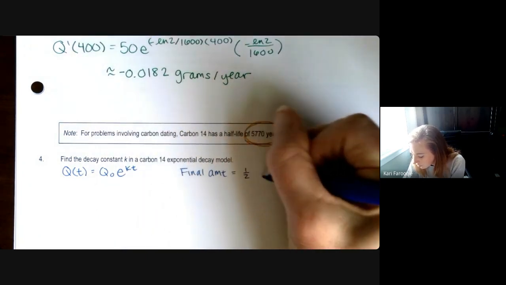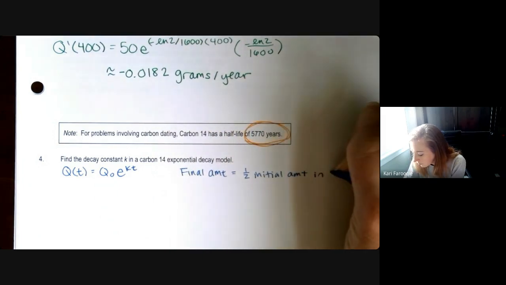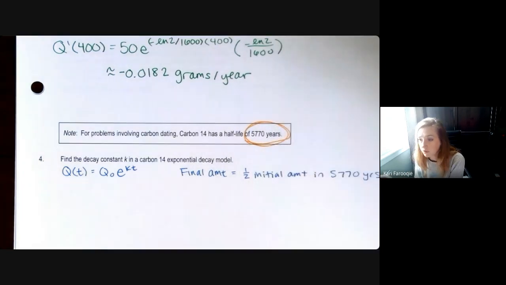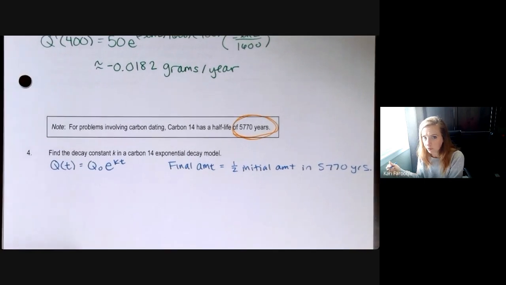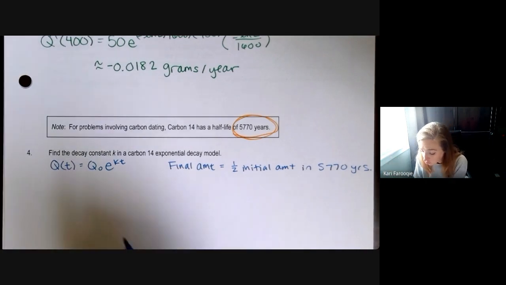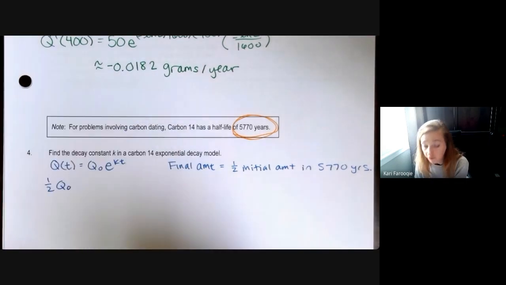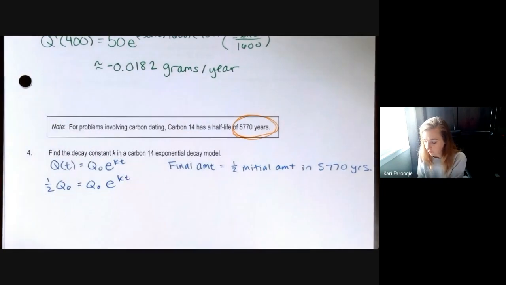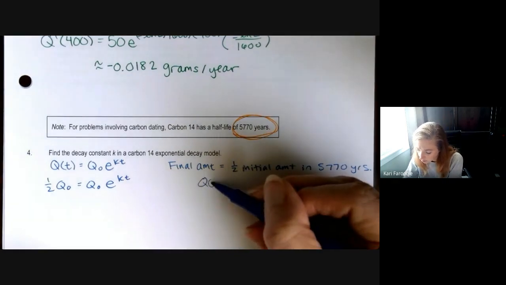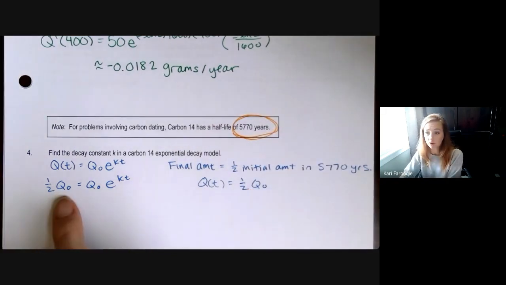Final amount is 1/2 the initial amount in 5770 years. So we can use that in order to solve for K and get our constant. Okay. So I know that the final amount is 1/2 the initial amount, so I can rewrite my Q of T to be 1/2 of the initial amount. The initial amount is Q sub naught e to the KT. The final amount, our Q of T, is 1/2 the initial amount. That's where this comes from.